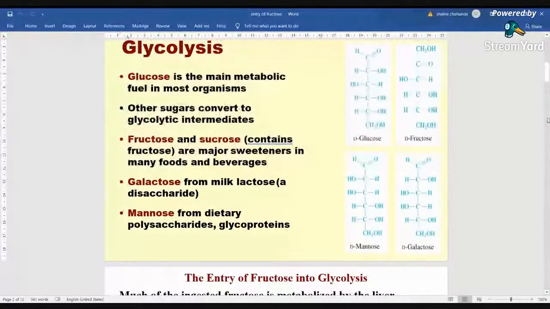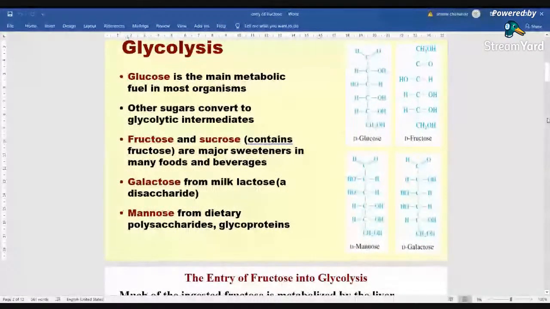Glucose is the main metabolic fuel in most organisms. So we are all assured that glucose is the main metabolic fuel in most of the organisms. But there are other sugars which are converted into glycolytic intermediates, such as fructose and sucrose. Now we know that sucrose is converted into fructose; these are the major sweeteners present in foods and beverages.